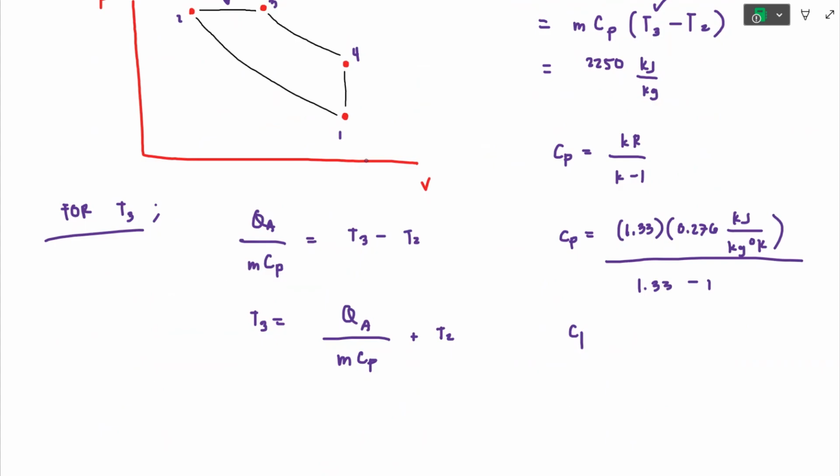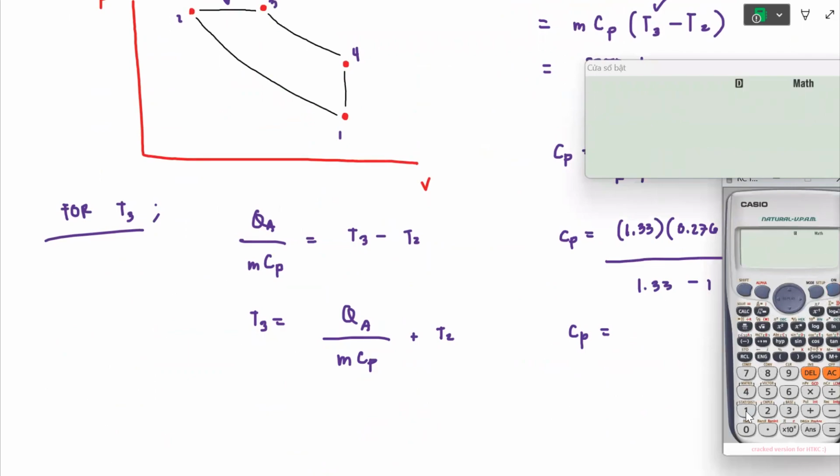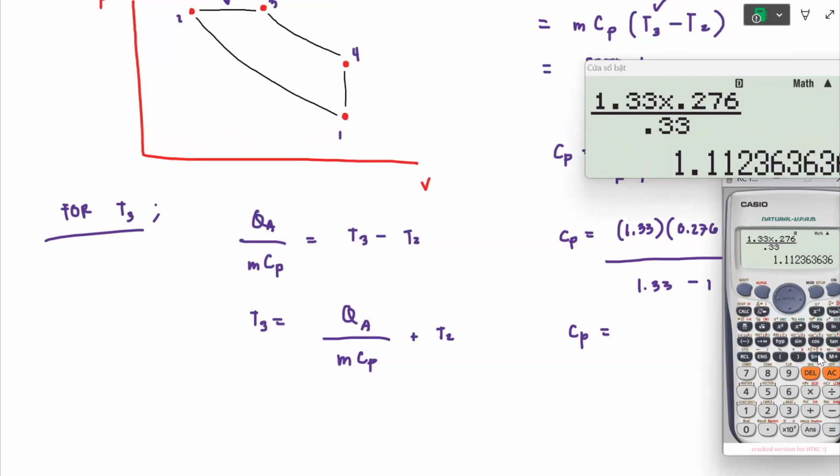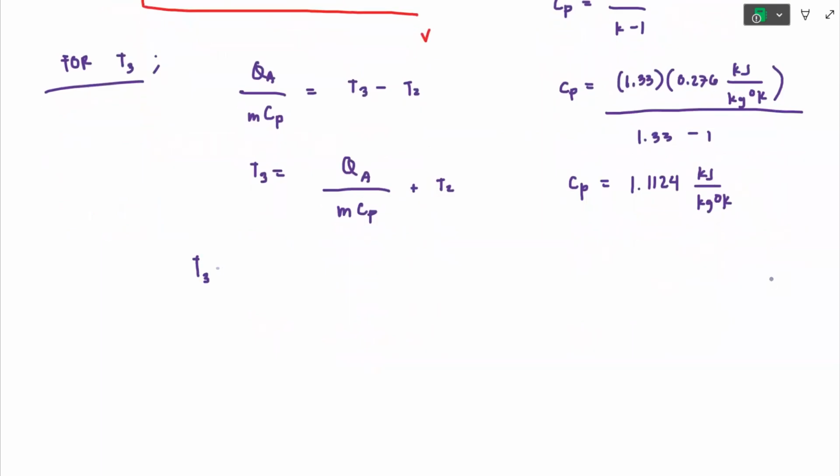So, Cp is equal to 1.33 times 0.276 divided by 1.33 minus 1, so 0.33. This is now 1.1124. 1.1124 kilojoule per kilogram degree Kelvin. Okay? So T3 is solvable.